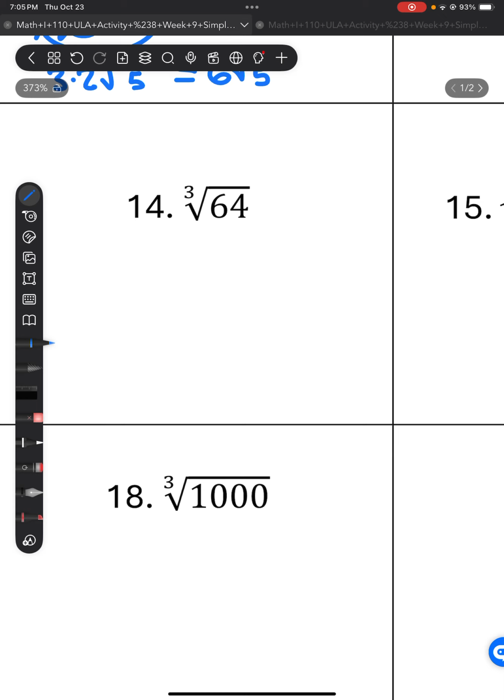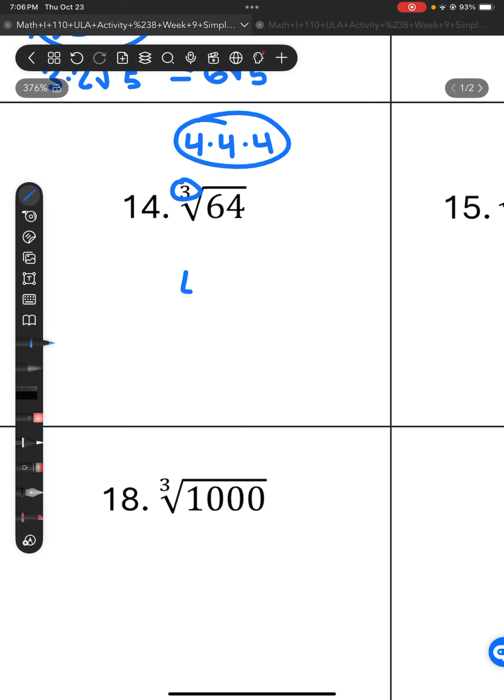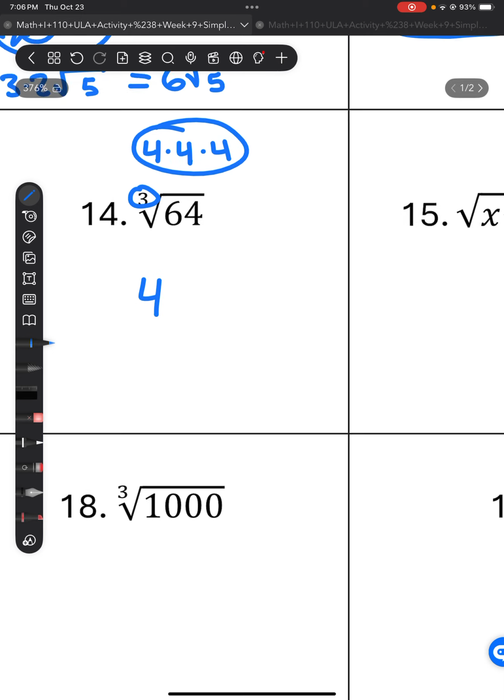All right, number 14, we have the cube root of 64. This is another one you can keep in mind, or you could do the factor tree. Basically what you're going to find here is that 4 times 4 times 4 equals 64. So we're going to pull that group of 3 out because remember, if it's a 3, we need to find a group of 3. If it's a 2, you need to find a pair. So when we do that, we get just 4.